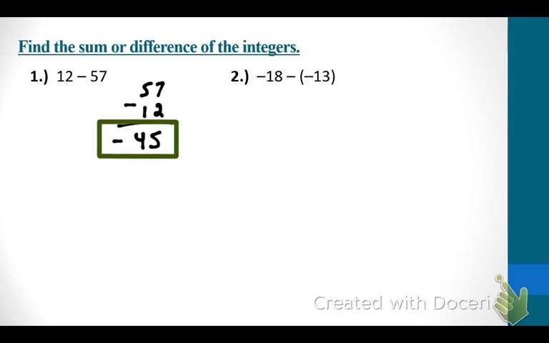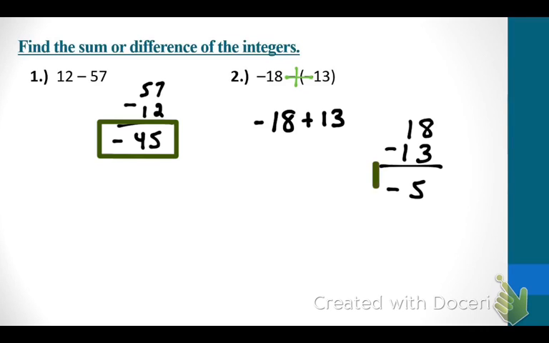Negative 18 minus negative 13. Heather, what should I do first? Good job. We've got a double negative there, so that is going to be turned into a positive. So now we have negative 18 plus 13. Heather, same sign or different sign? Okay, since it's a different sign, we're going to subtract and take the sign of the larger number. What's the answer? Negative 5 is correct.